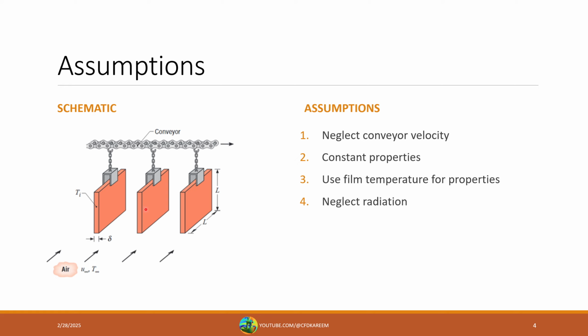Looking at our schematic here, as we looked at before, we have the plates coming off here with our 1 by 1 meter dimension, and we have this air which is coming in a cross flow. So this is going to be forced convection over a flat plate. Some assumptions that we're going to make: the first one we were told, so we're going to neglect the conveyor velocity as the plates are moving. We're going to assume that the plate as well as the air have constant properties which are not changing with temperature. We're actually going to use T_f, the film temperature, to calculate all of our properties for the air as well as for the plate. And we're also going to neglect radiation from the plates.